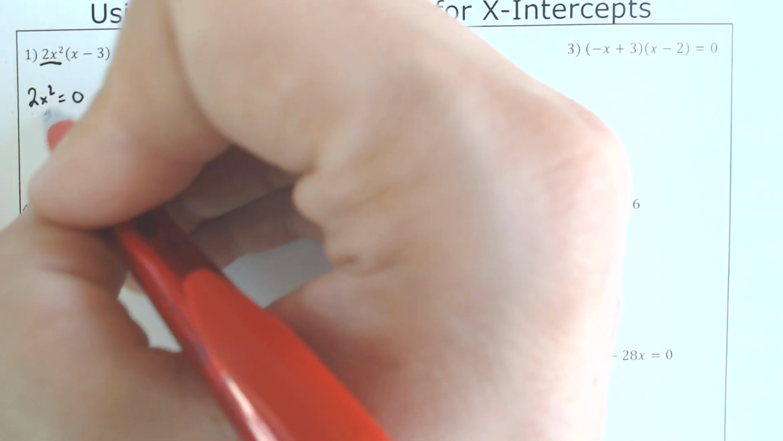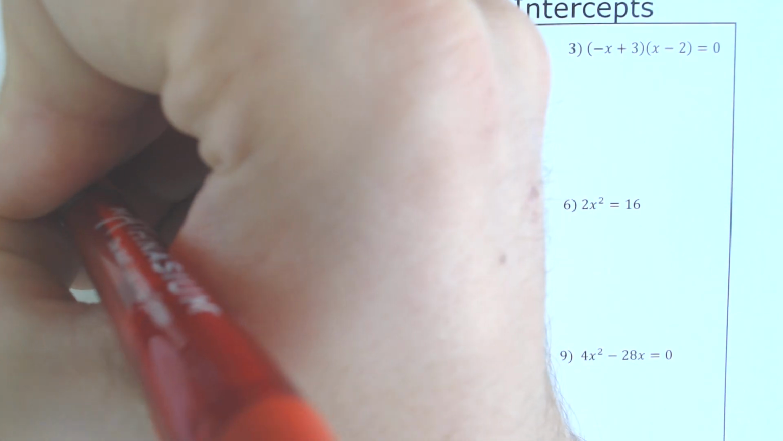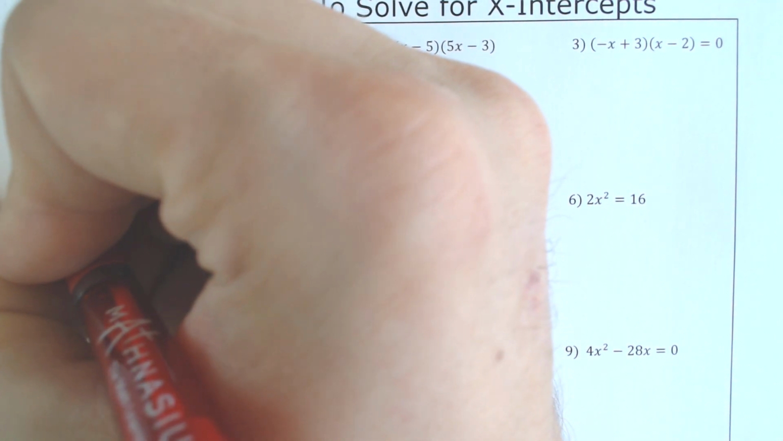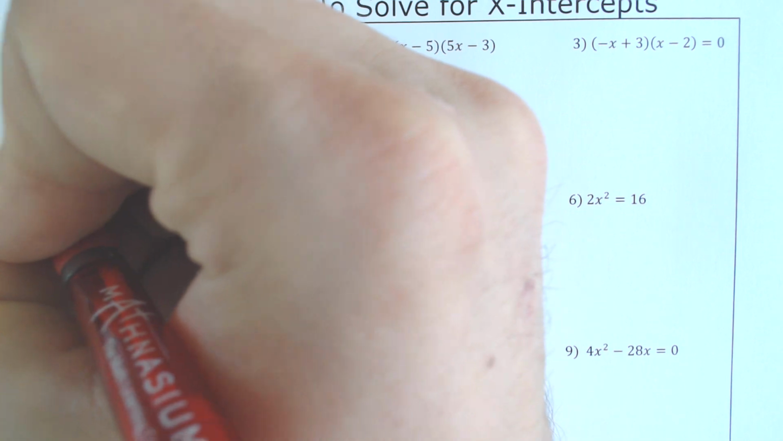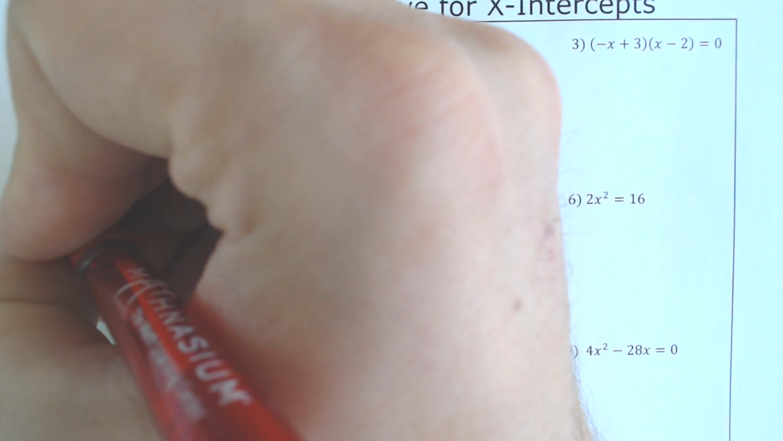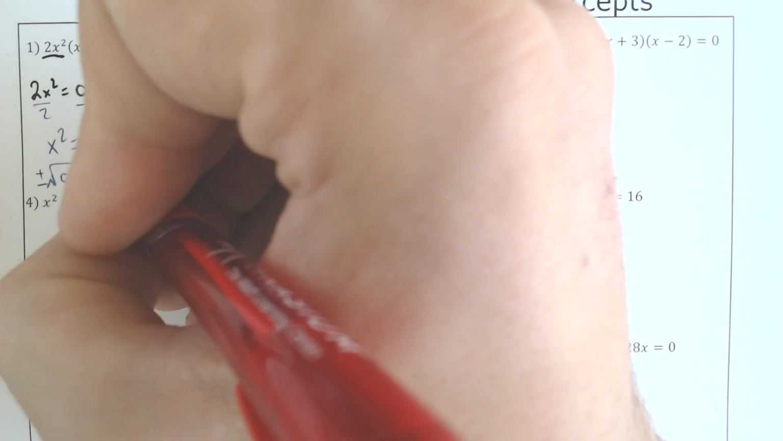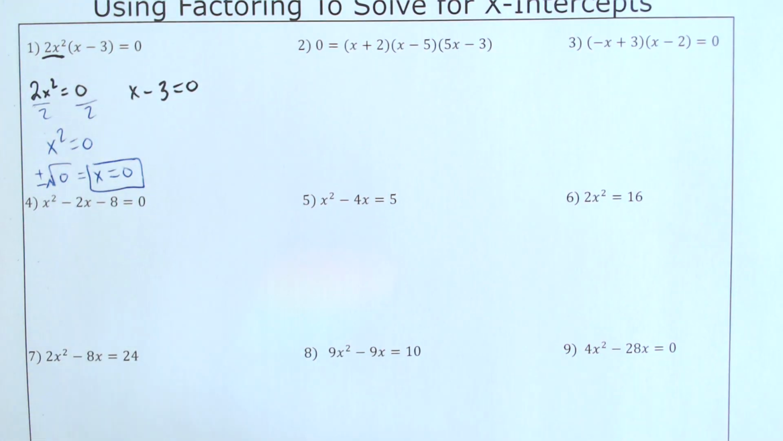So here, if you set 2x squared equal to 0, you divide by 2. You get x squared equals 0. You square root both sides. It doesn't matter in this case, but anytime you're square rooting when you're solving, include a plus or minus. So x equals plus or minus square root of 0, which means that x equals 0, positive and negative 0.